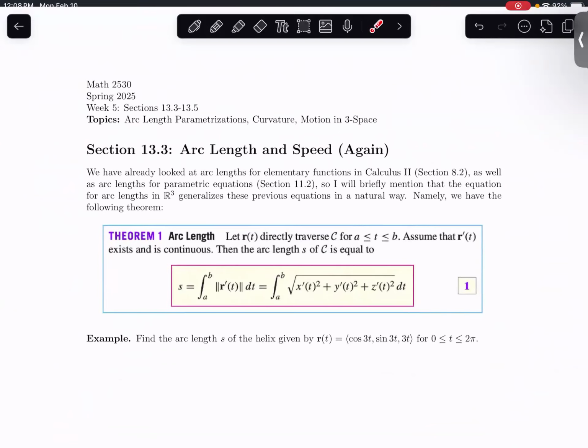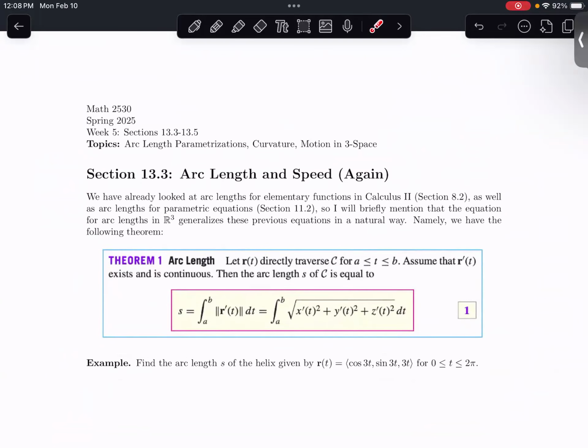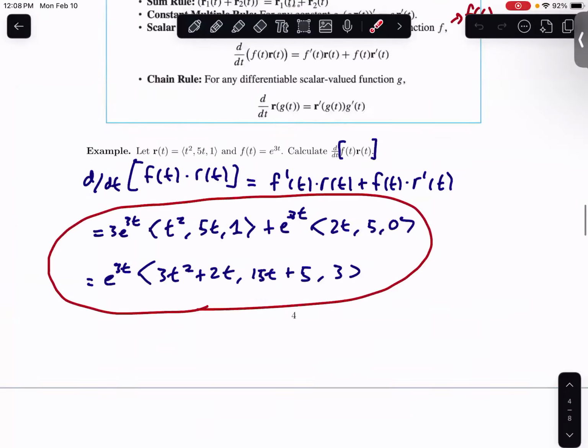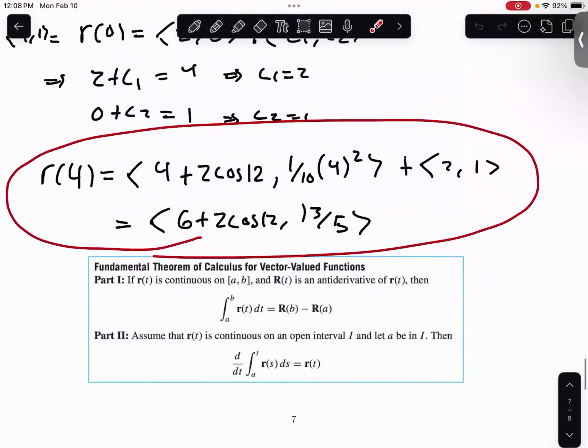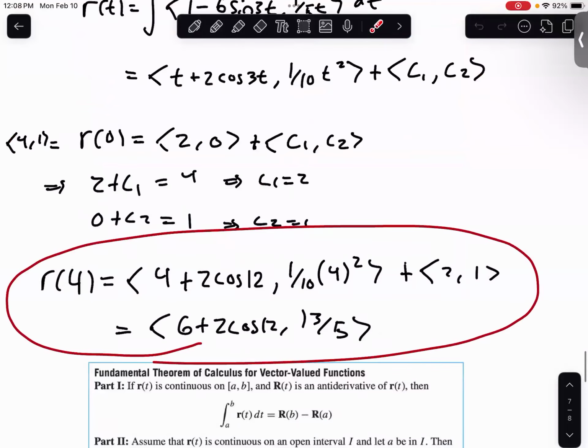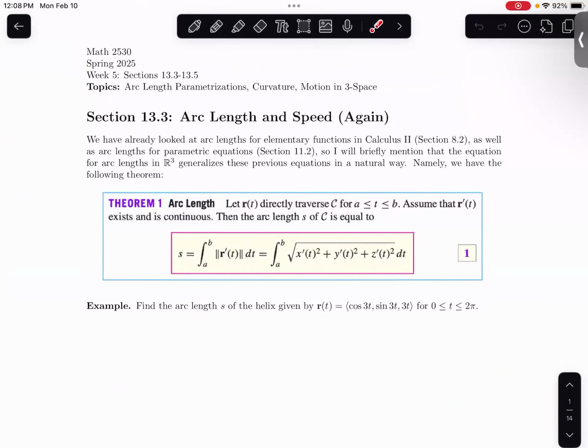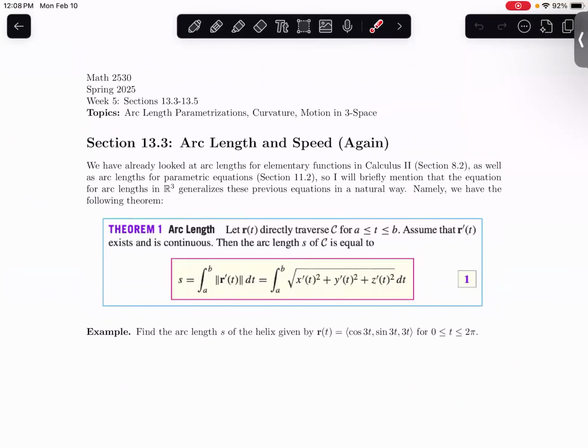Okay. Yeah, so I think we finished everything in section 13.2. Let me make sure. I'm pretty sure we did. I think we completely finished the packet. Okay, yeah, so we're on section 13.3. This is kind of a repeat in the sense that we're looking at arc length and speed again. This is a second thing we talked about in the semester, right? Except we were doing things in R2 instead of R3.